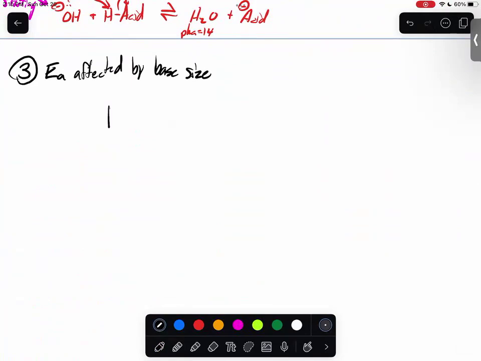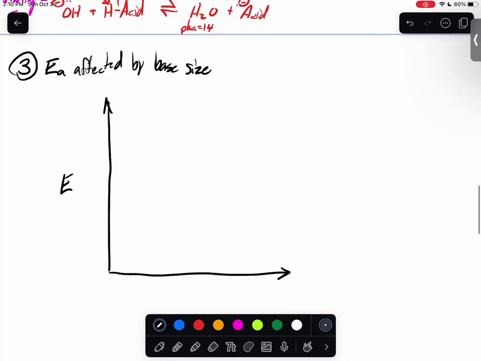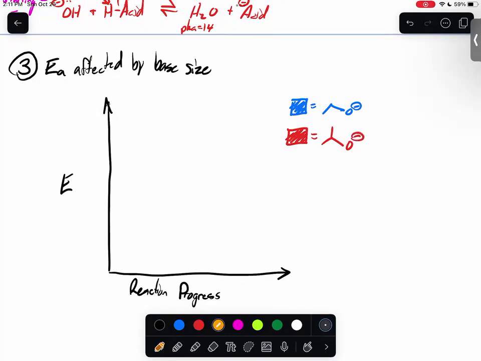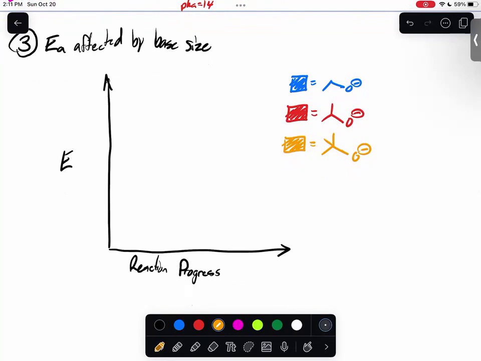Because let's take, for example, an energy diagram where we have in the blue trace here, we will use ethanol or ethoxide. In the red trace, we will use isopropoxide, right? So it's a little bit bigger. And then the orange trace we'll use tert butoxide. So it has all of those methyl groups around. So essentially, as we go down this series, we are saying the size is increasing.